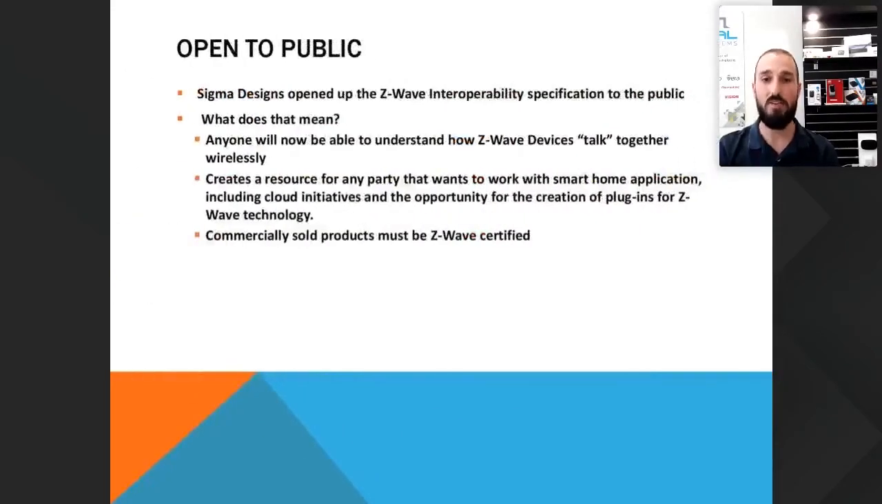Finally, everybody, Z-Wave is open to the public. As we mentioned earlier, because there are so many different manufacturers and because they all come together under the Z-Wave Alliance banner to receive that stamp of certification, a number of different companies can all come together and produce products. So you might see a couple of different brands.